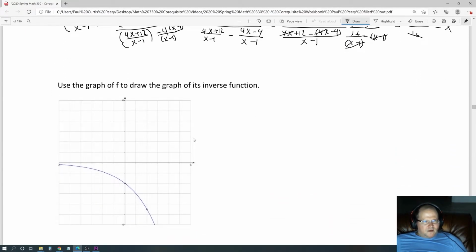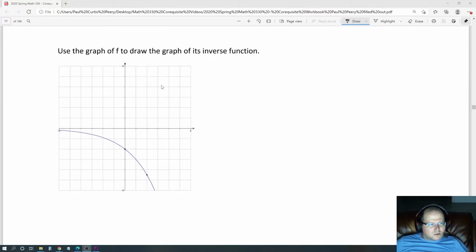Okay, use the graph of f to draw the graph of its inverse function. So what we would do here is we can basically draw a line right here, the y equals x line. Should be a line right here.